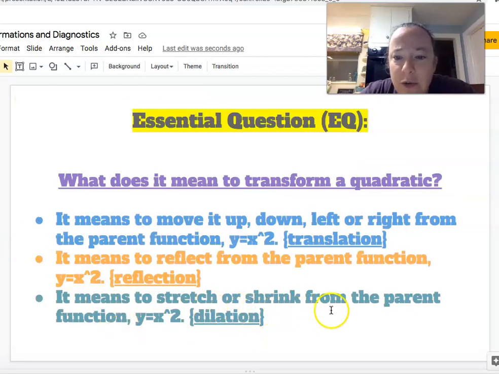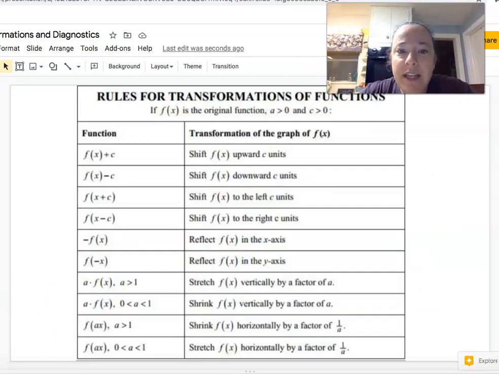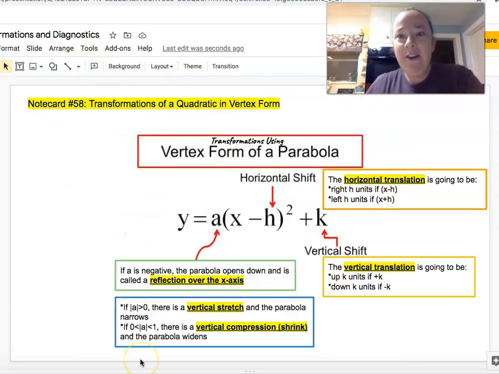It means to stretch or shrink from the parent function. So make it wider or make it thinner. A vertical stretch or a vertical shrink. It's called a dilation. Now, this is a little thing that is just generic for transformations of functions, not necessarily specific to quadratics, but the rules still work. So I wanted you to have that. I'll be referring to it. This is what I will be referring to mostly today in this lesson.